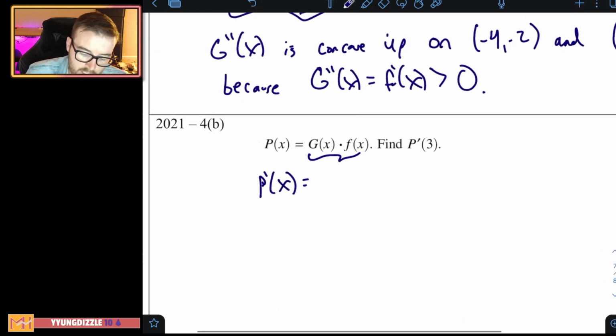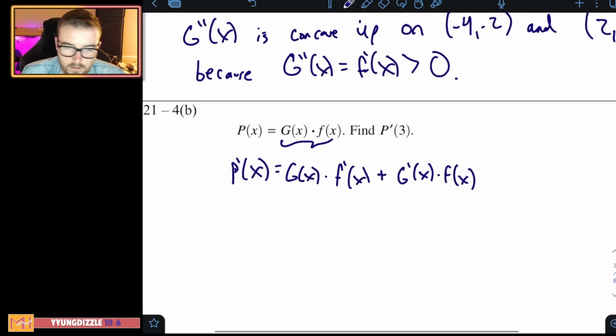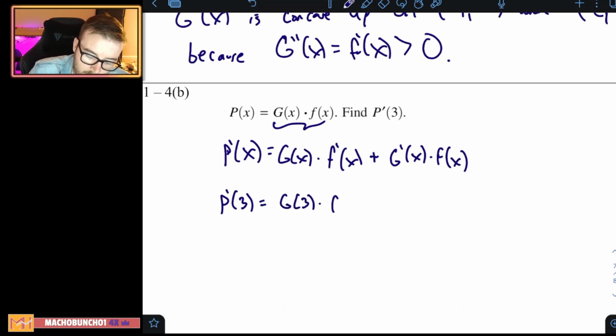So the derivative of this is leave the first function alone times the derivative of the second function, plus the derivative of the first function times the second function, right? Or you can switch that around. I don't know how you've personally memorized it, but it's just one of each. Derive, leave it alone, plus leave it alone, derive. So p prime of x equals that. So that means p prime of 3 equals g of 3 times f prime of 3 plus g prime of 3 times f of 3.